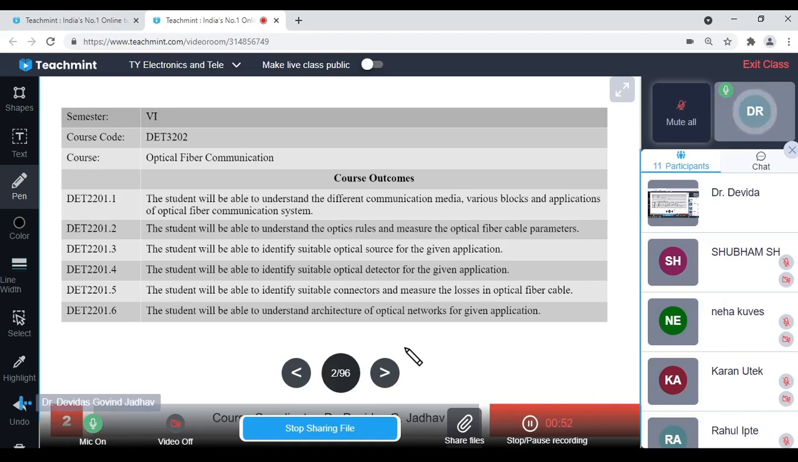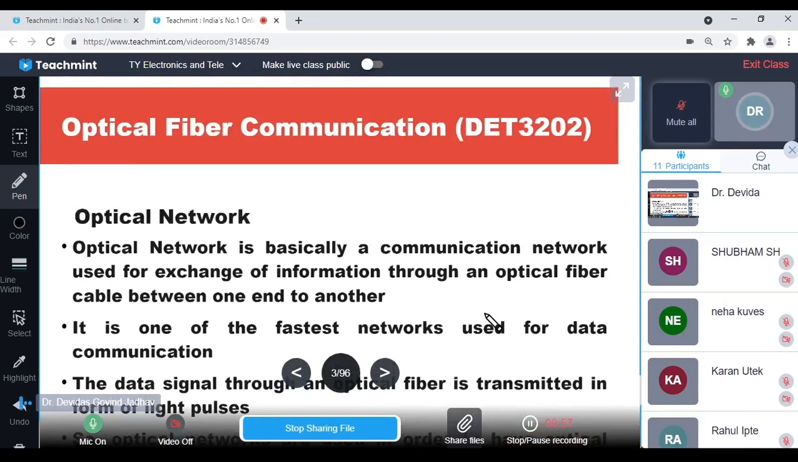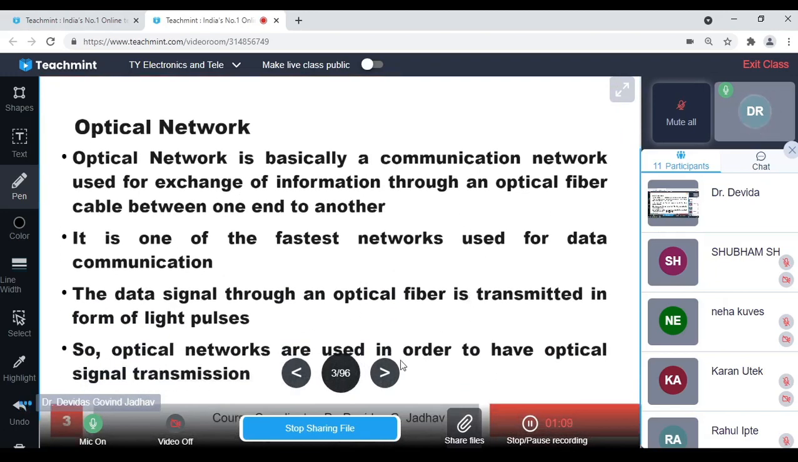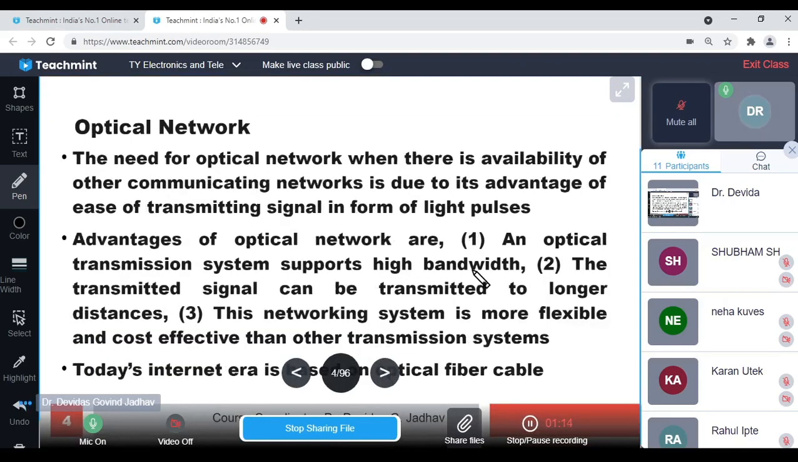So let us very quickly revise the things which we have in the 6th chapter. Optical network is a very fast communication network, the fastest communication network, and it is a very long distance, long haul communication network. It is having high bandwidth, long distance communication, and is a more flexible and cost effective network. These are the advantages.